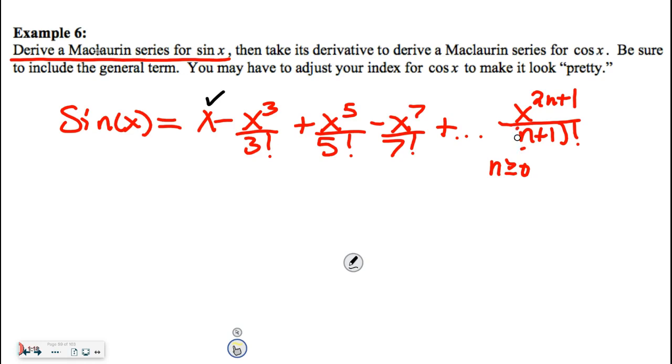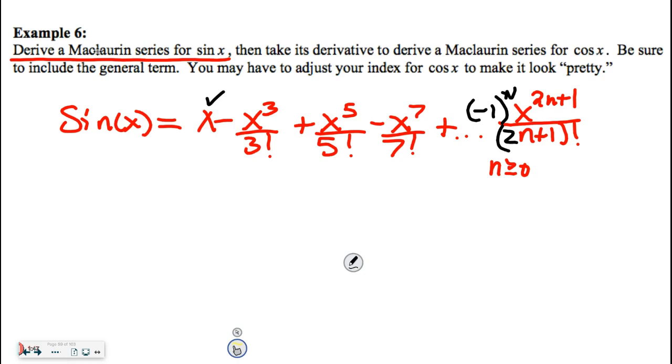Okay, 2n plus 1 factorial will fix that. So now I'm getting x to the third over 3 factorial. When n is 2, I'll get x to the fifth over 5 factorial. That's good. What else do I need on it? I need an alternator, -1 to a power, but you've got to be careful with that power. What do you think, n or n plus 1? Just n.